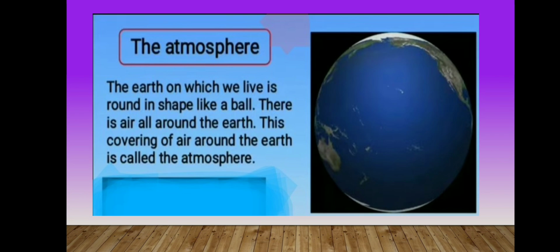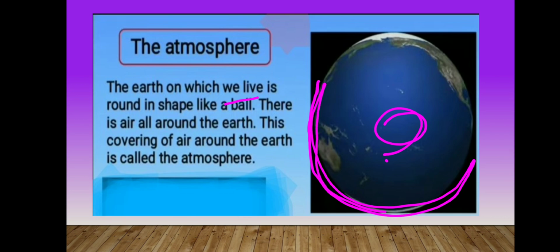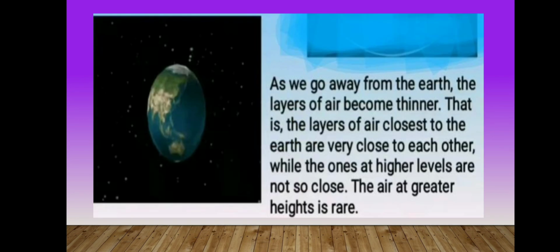Atmosphere. Now what is atmosphere? The earth on which we live is round in shape. This is our earth. And there is air all around the earth. This covering of air around the earth is called the atmosphere.